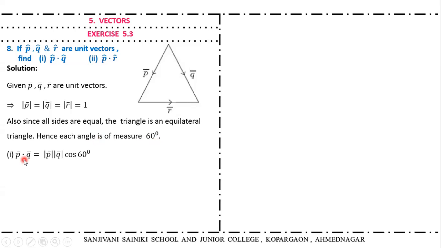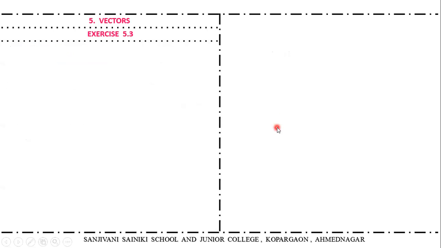So first, P bar dot Q bar is equal to modulus of P bar times modulus of Q bar times cos of 60 degrees, which is 1 into 1 into cos 60, that is 1 by 2. So we get P bar dot Q bar is equal to 1 upon 2. Similarly, P bar dot R bar is modulus of P bar times modulus of R bar times cos of 60, which is 1 upon 2.